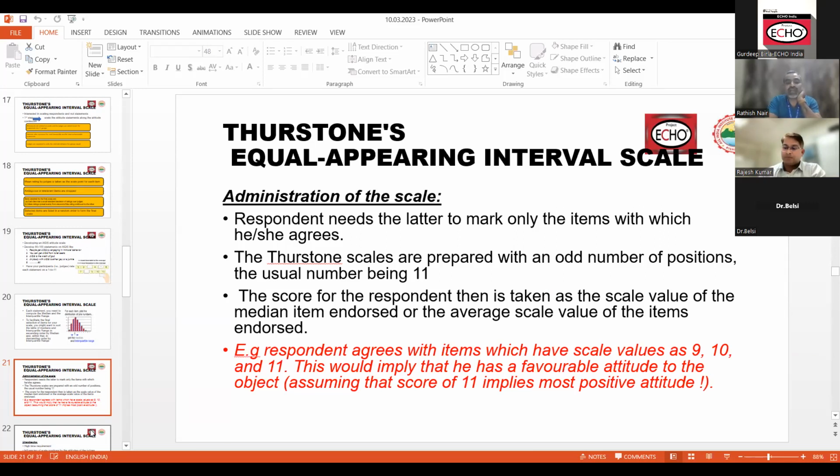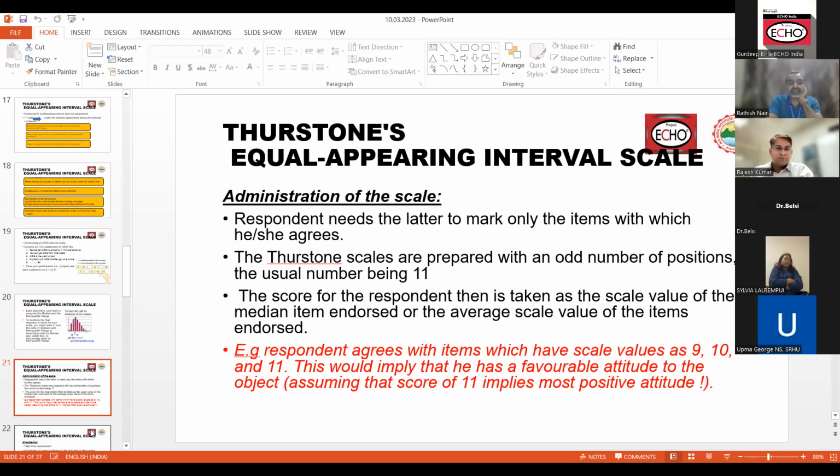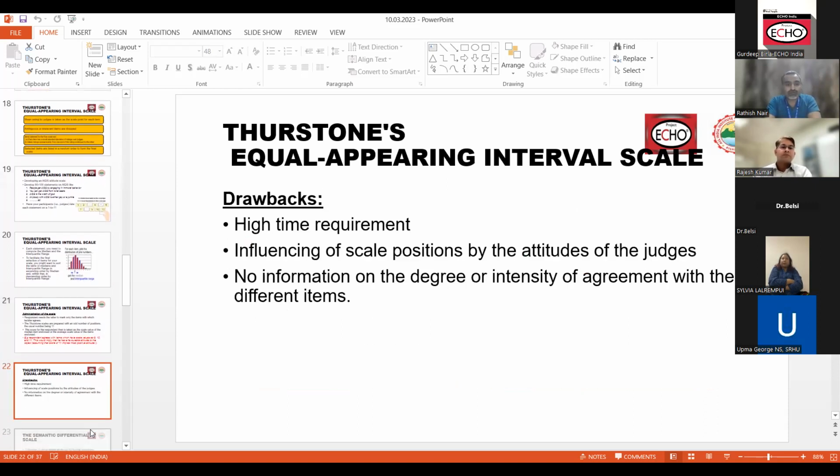For example, a respondent agrees with items which have scale values of 9, 10, and 11. This would imply that he has a favorable attitude to the object or criterion being measured, assuming that a score of 11 implies the most positive attitude. Initially we said 11 means the most favorable one, and 1 means the least favorable one.